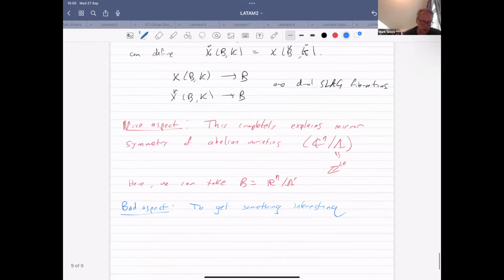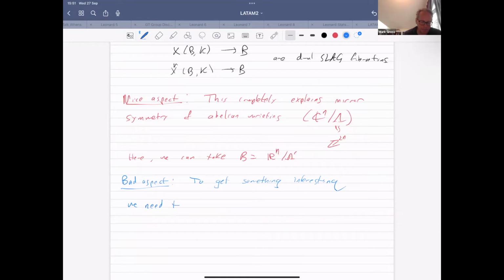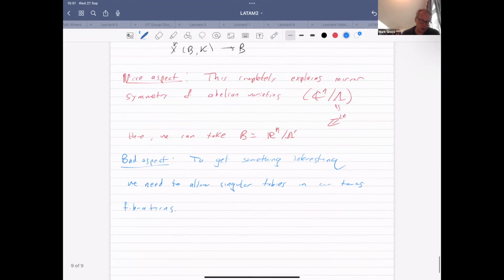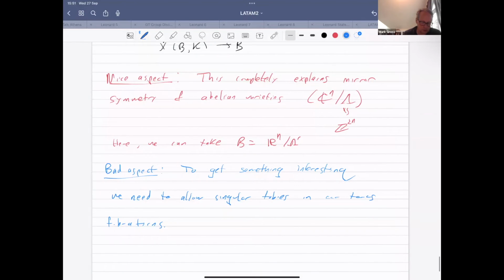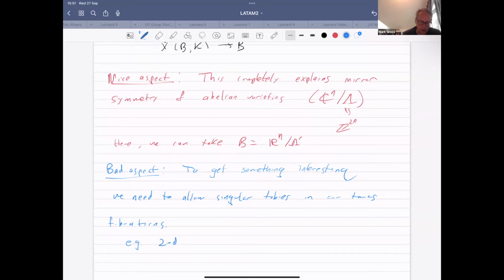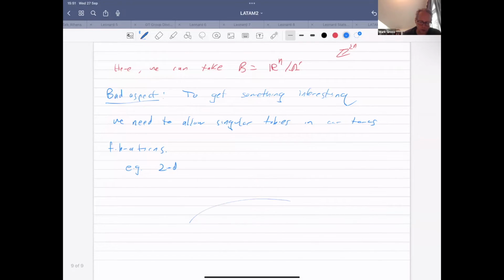To get something interesting, we need to allow singular fibers, our torus fibrations. So if you haven't seen this kind of thing before, the typical situation, for example, in 2 complex dimensions, you would have some 2-dimensional base B, and there would be some points over which you have fibers that aren't 2 tori, but are pinched 2 tori. So it looks something like this.